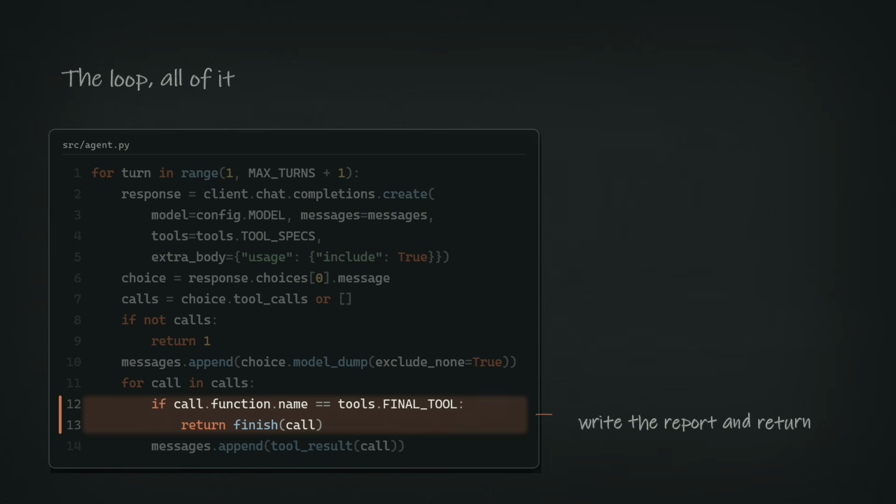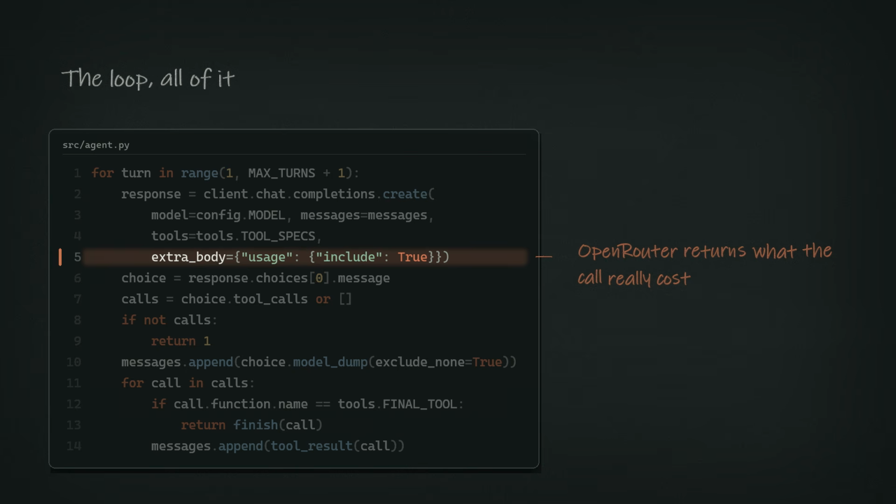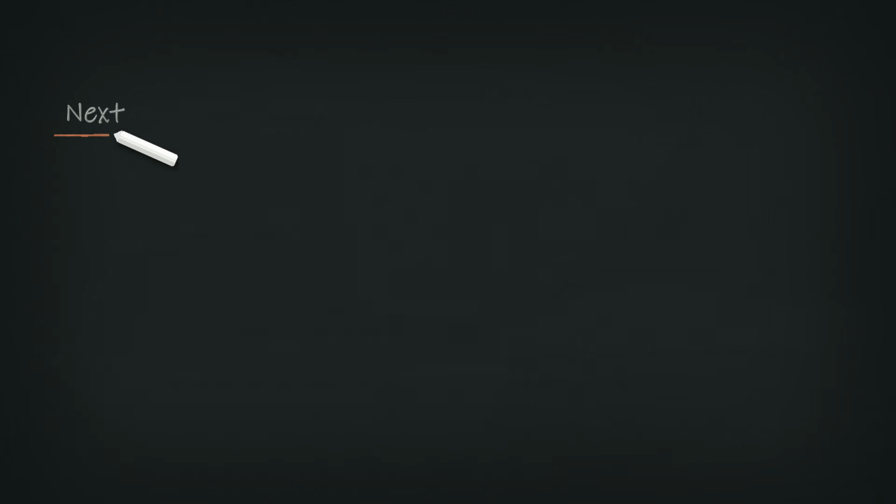One last line, this one. Usage include true. OpenRouter tells you what the call actually cost, so the report carries a real number rather than an estimate of a price list that moved last week. In Lesson 6, we run the whole thing.